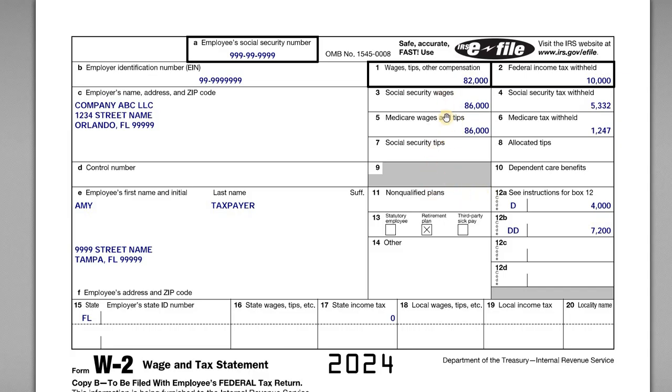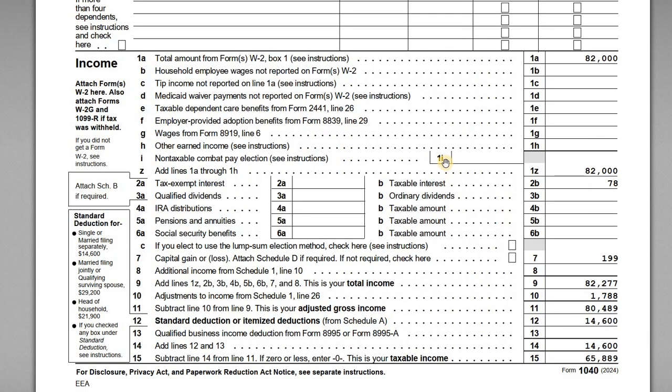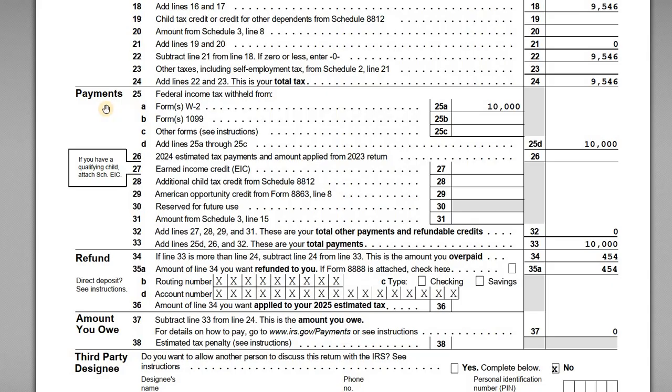So that's why there is the variance there. The $82,000 of wages is reported on line 1A, and the federal income tax of $10,000 is reported on page 2 of the 1040. If we quickly look back at the 1040, there we see the $82,000 of wages, and if we scroll down to page 2 in the payment section, we have line 25A, federal income tax withheld from W-2s. There's her $10,000, which was reported on the W-2.